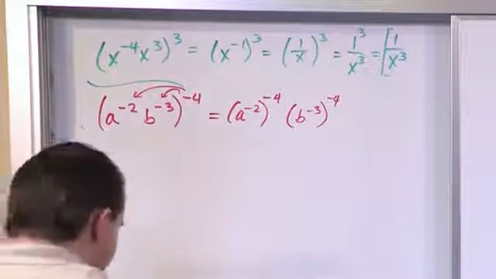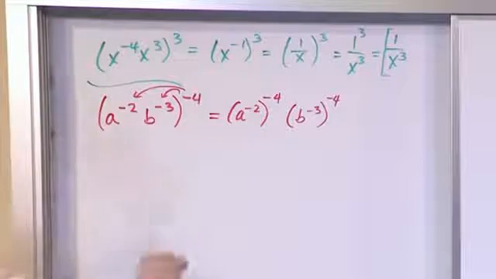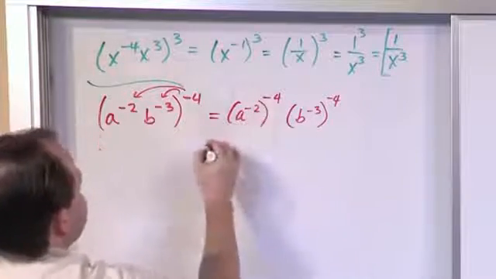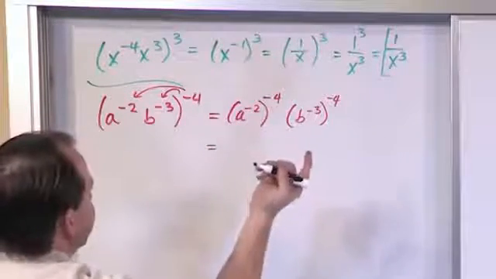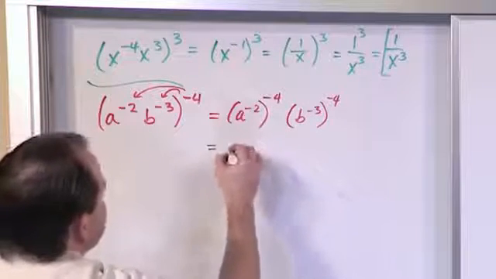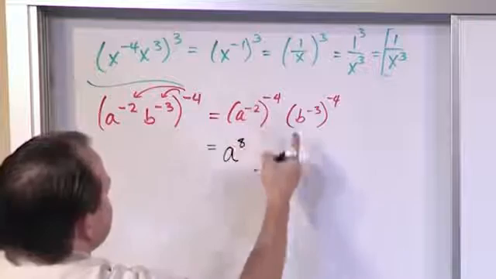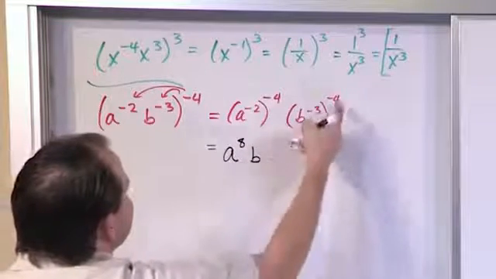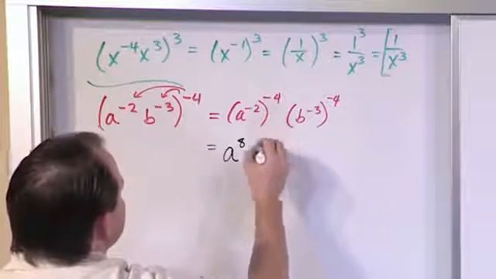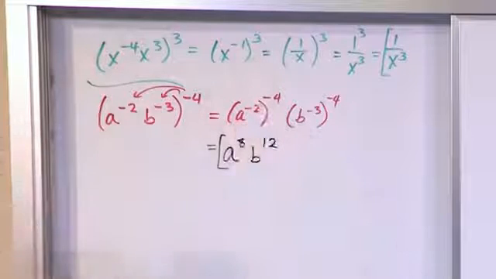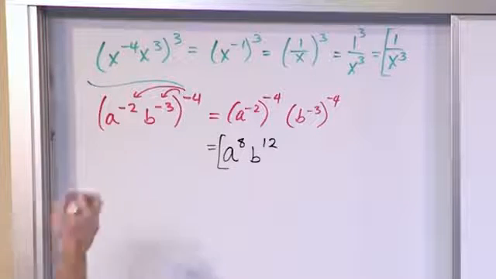And then I remember that when I have a power raised to a power, I multiply them, and that applies to negative exponents just like it does to positive. So it's going to be a, negative 2 times negative 4 is positive 8, times b, negative 3 times negative 4 is positive 12. So it doesn't matter if they're negative or positive. You do everything exactly the same way. A to the 8th times b to the 12th.